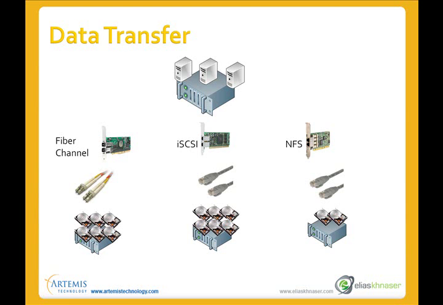Now the second one is iSCSI. iSCSI goes over standard TCP/IP, and you're seeing here Ethernet cables. Again, the destination would be a bunch of storage. And then the last one would be NAS and NFS. Again, it's going over the network, and we're showing you the type of cable that you can use. Again, it's Ethernet cable here.